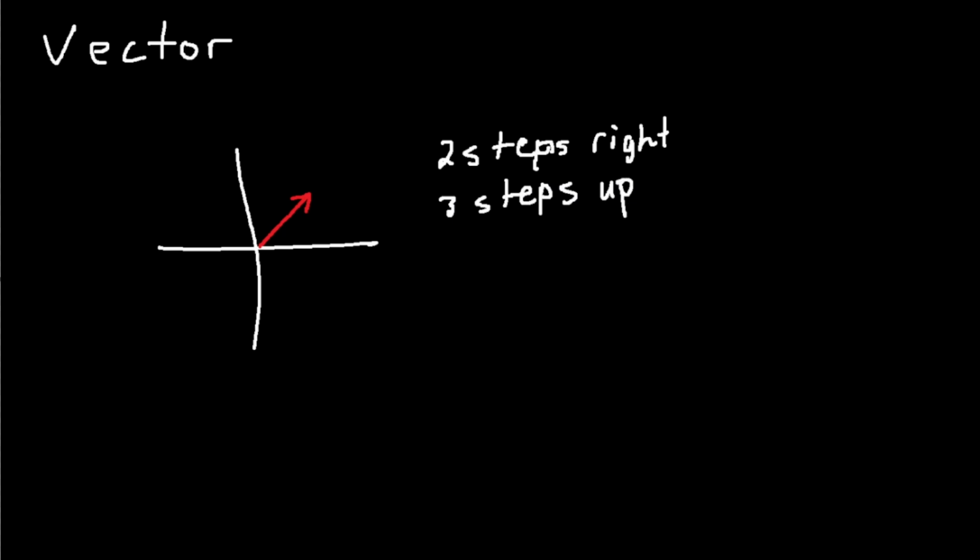And you can show this using the less than symbol, or sharp brackets or parentheses, wherever you like to call them, represented as this: 2 steps to the right and 3 steps up. So if it was 3 steps down, it would be -3. Or if it was 2 steps to the left, this would be -2. But what a vector is, is just a set of directions.